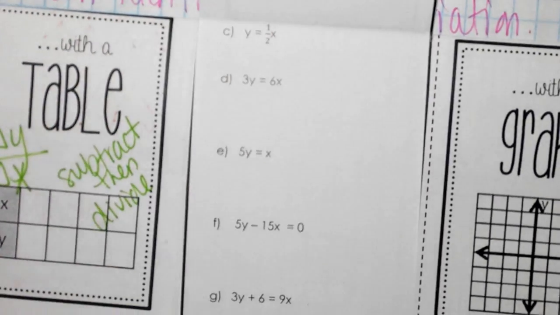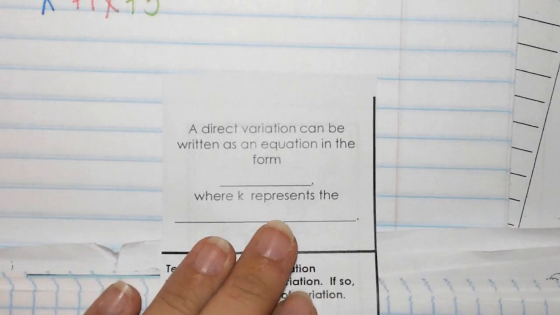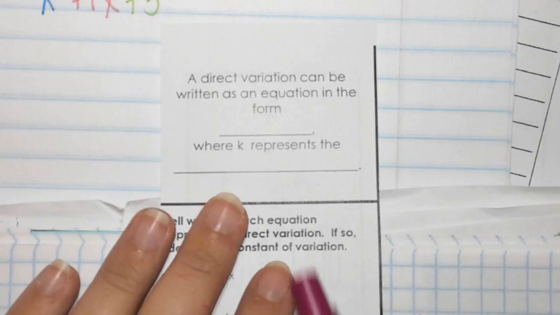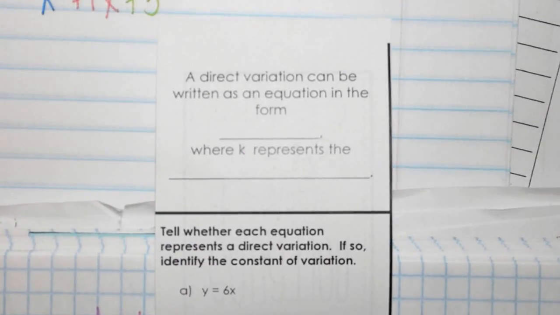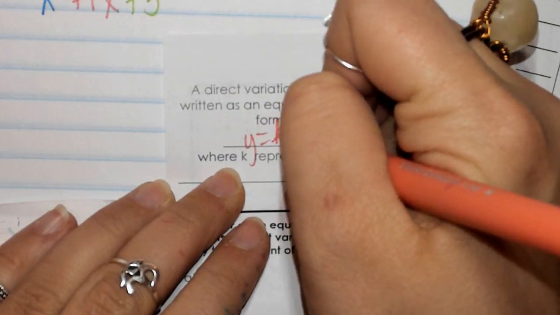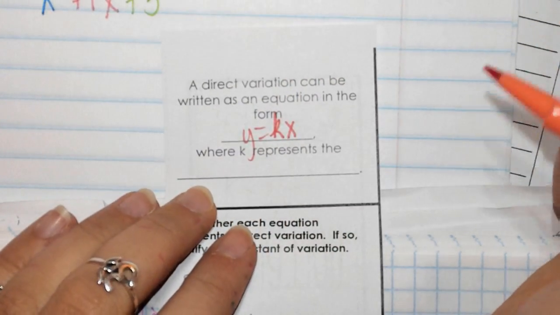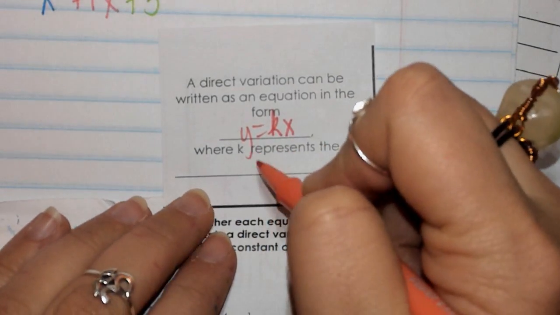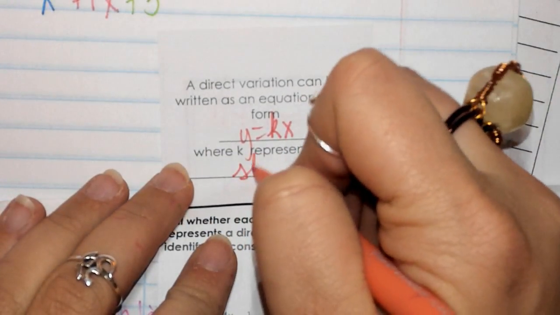So now, for it to be a direct variation, it has to have a constant slope, and it has to pass through 0. All right, open it up. Now, a direct variation can be written as an equation in the form of y equals kx. And what does k represent? The slope. K represents the slope.